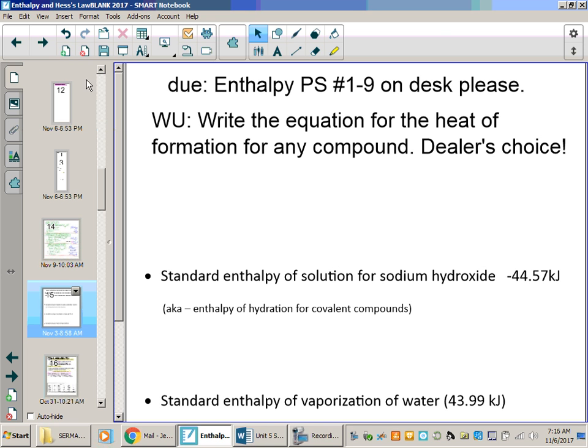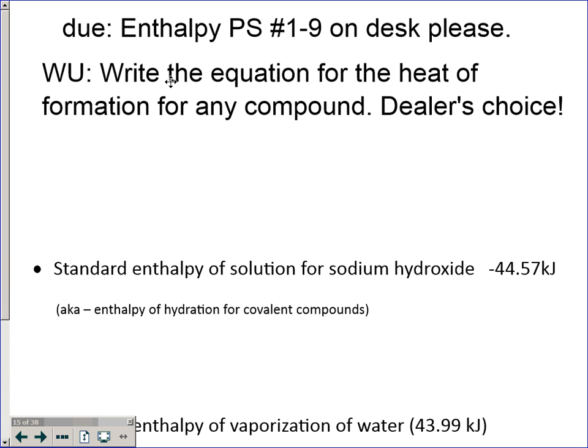Heat of formation means forming 1 mole of a substance from its elements. Generally, it's called standard heat of formation. What does the standard mean? Room temperature, which is 25 degrees Celsius or 298 Kelvin. What else does standard mean? 1 atmosphere, and 1 molar solutions if we had solutions.